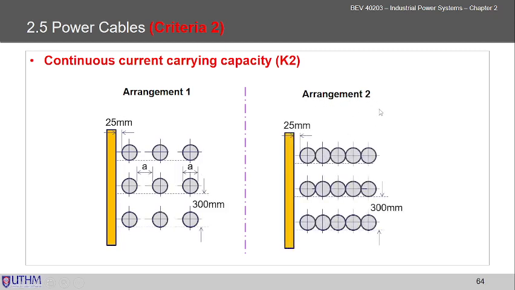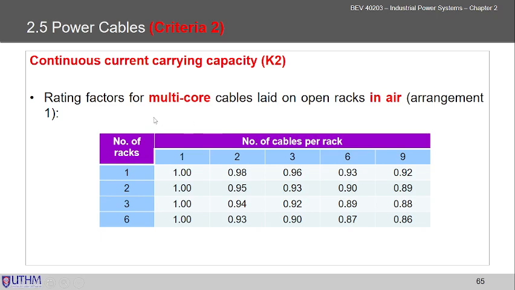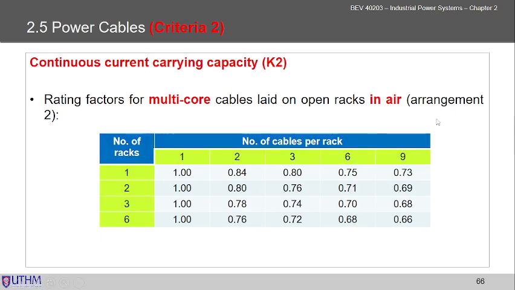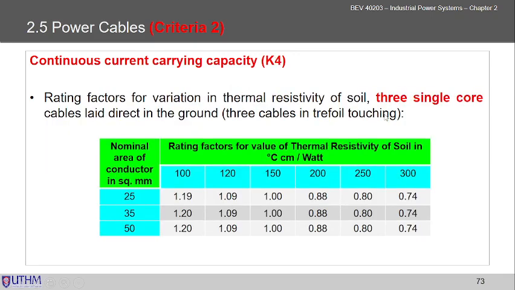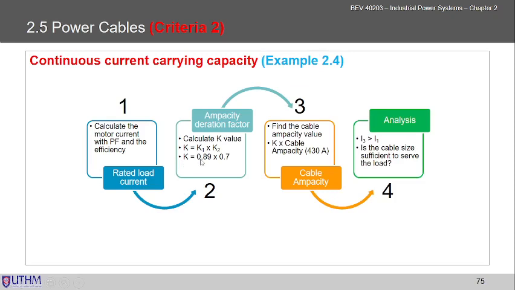We are using arrangement 2, and arrangement 1 is not our concern. So what we need is in air, multi-core, and arrangement 2. And we have how many racks? We have 3 racks, and the number of cables per rack is 6. So 3 here, and then we go to 6, which is 0.7, our K2. K3 and K4 we don't need because it is in air. That's why we have a K value of 0.89 multiplied with 0.7.